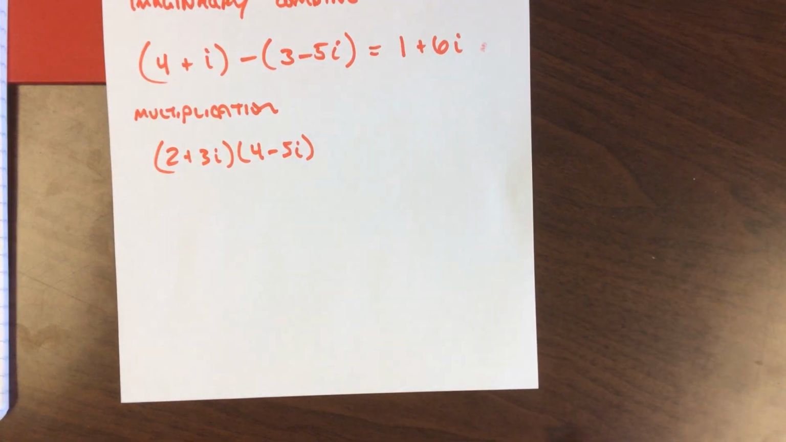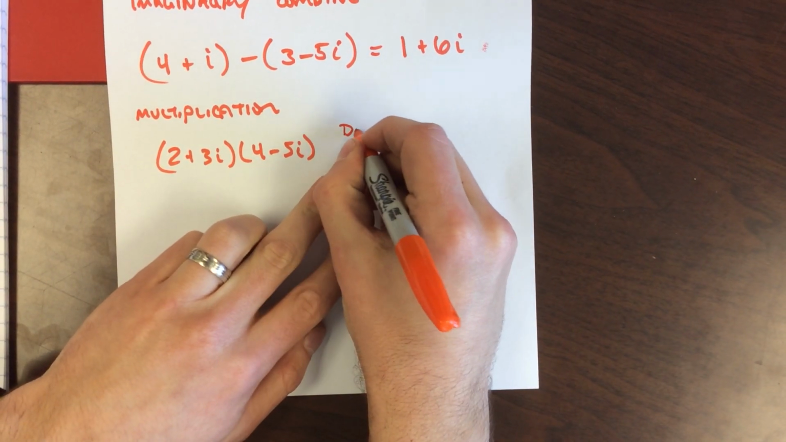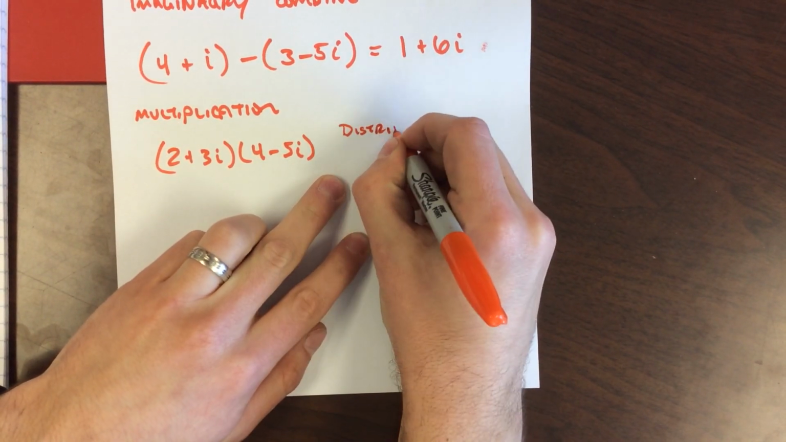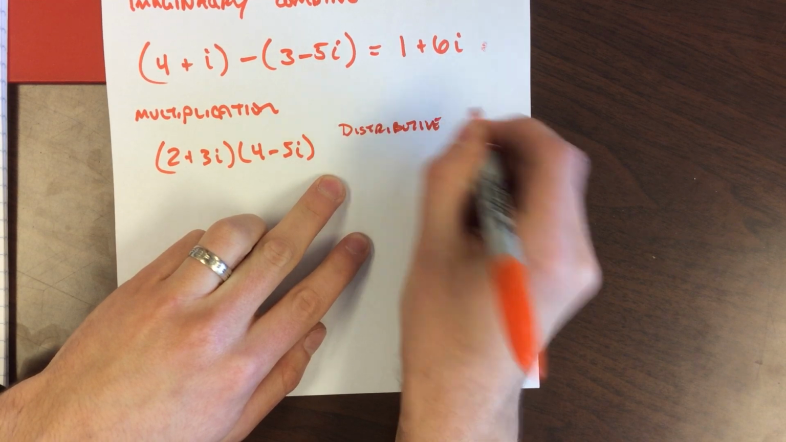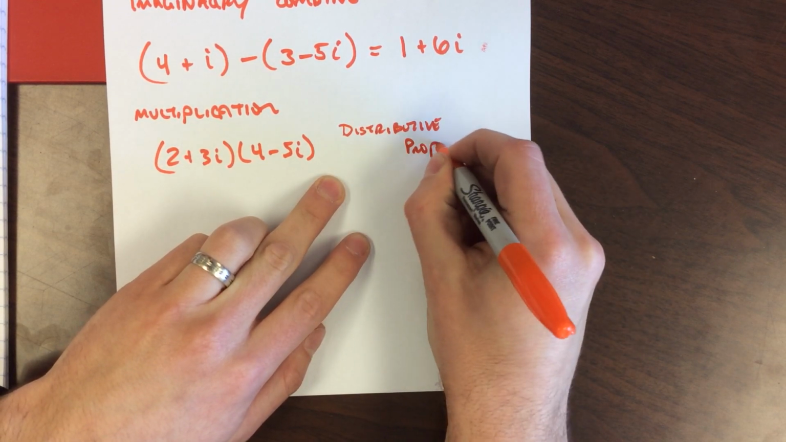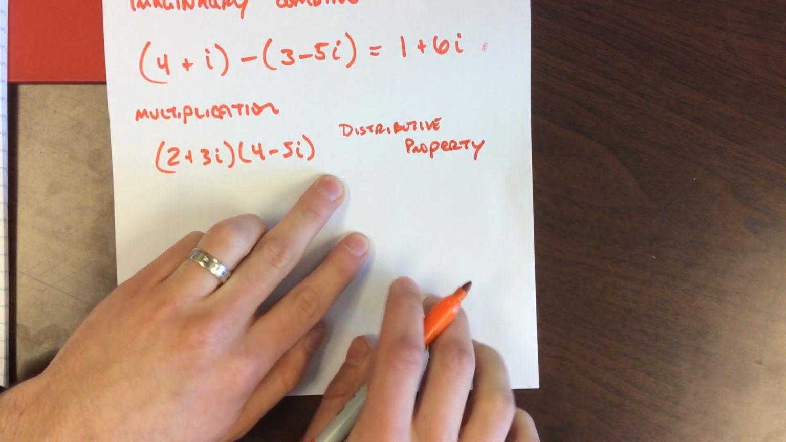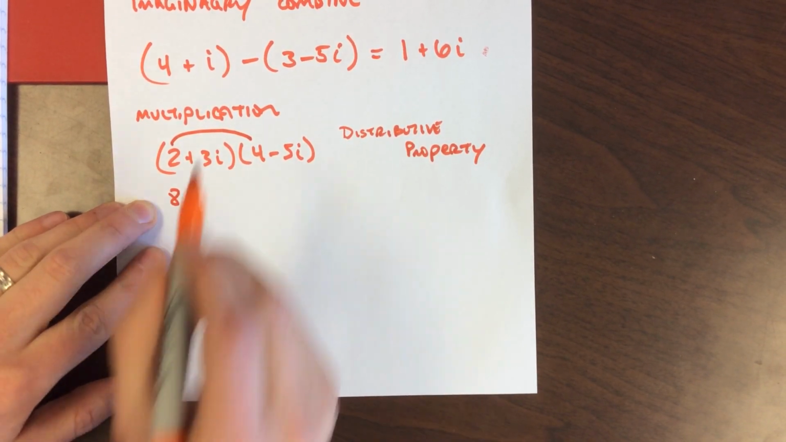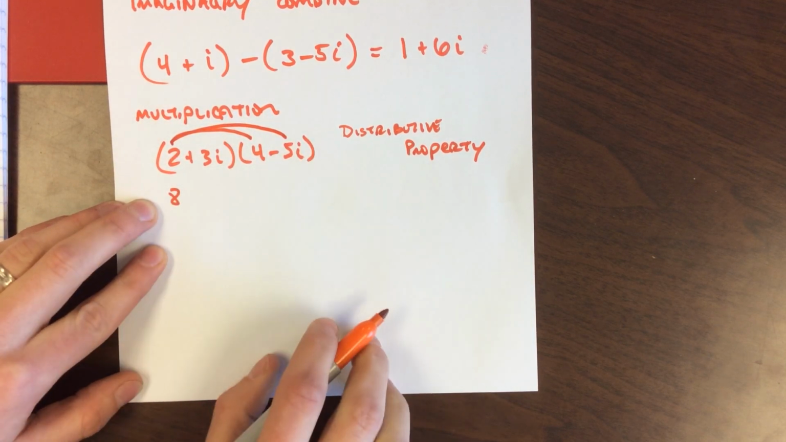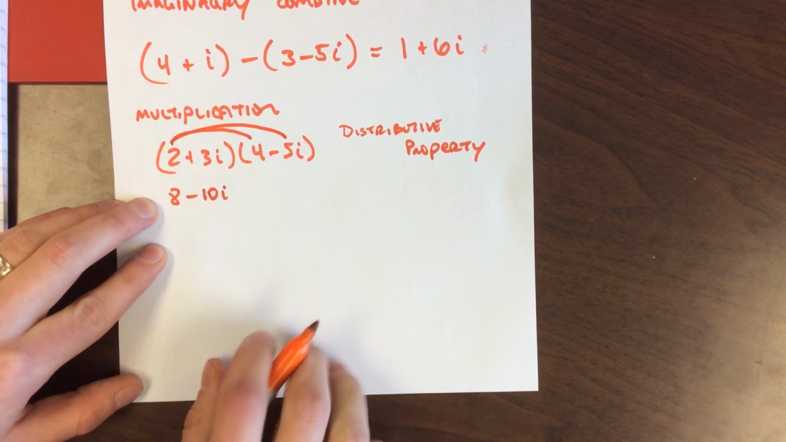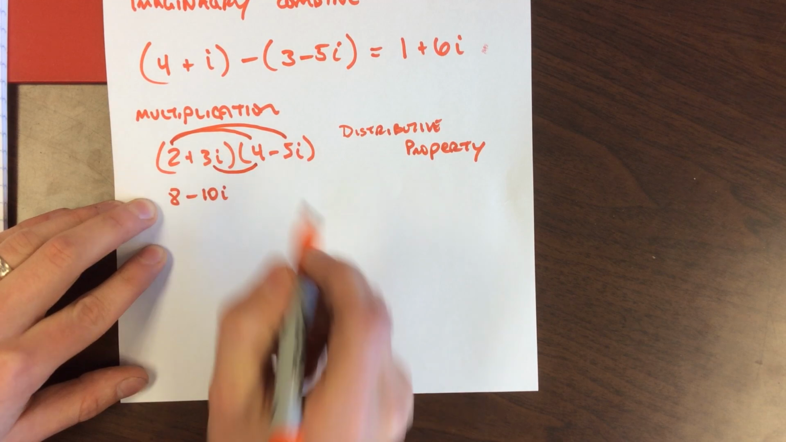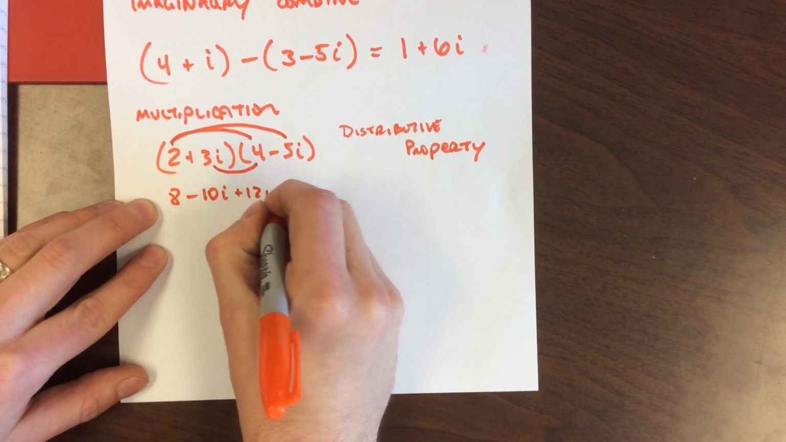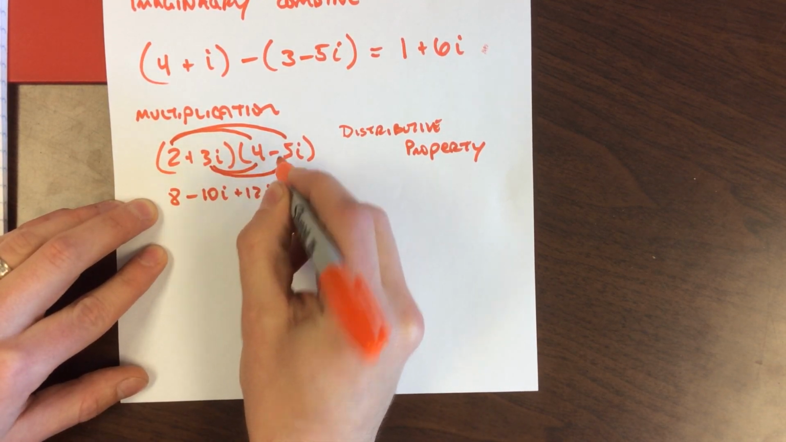But now you see why I want to take math over the summer. Let's take a look at this. The distributive property is what we need to be careful with here. You remember the distributive property. We've got 2 times 4, 2 times negative 5i, 3i times 4, and 3i times negative 5i.